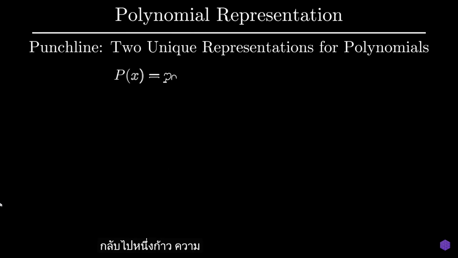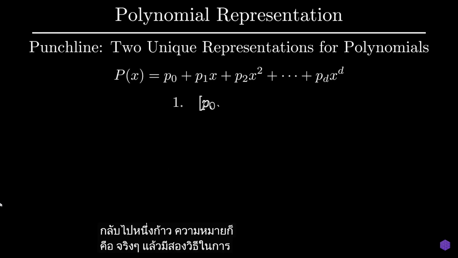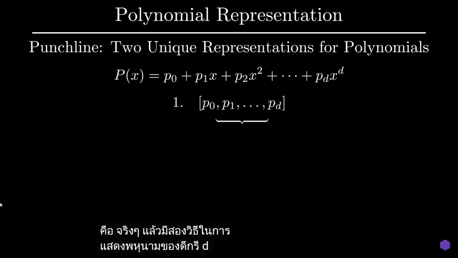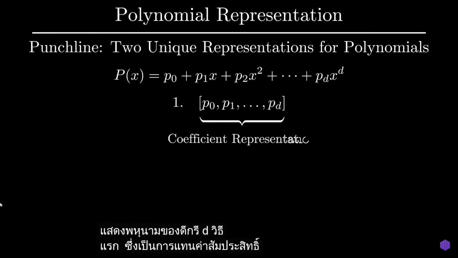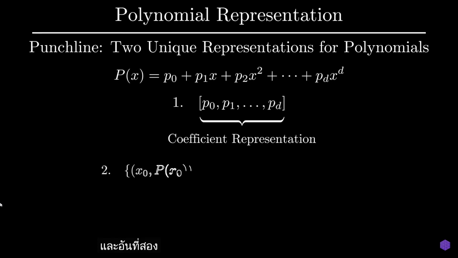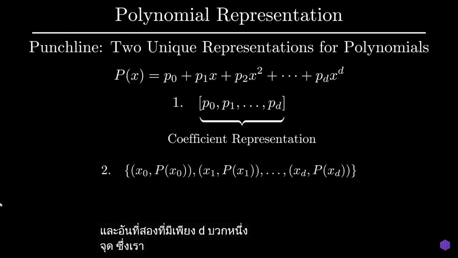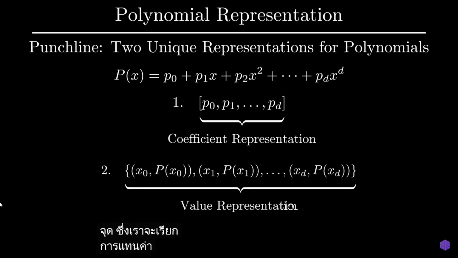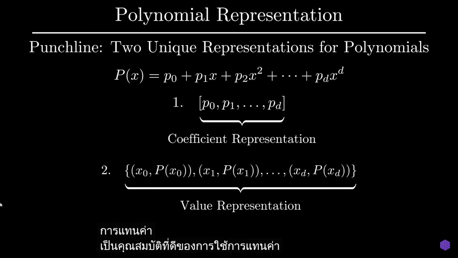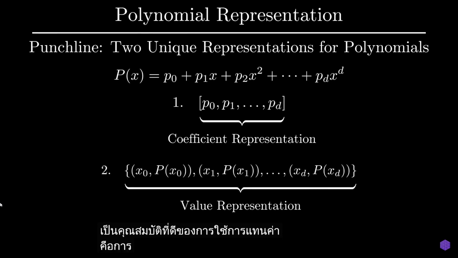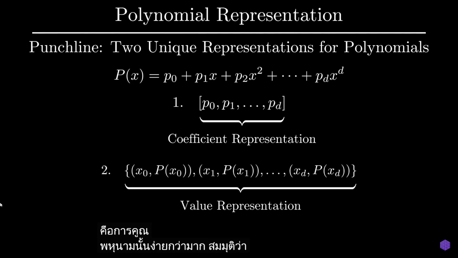Taking a step back, what this means is that there are actually two ways to represent polynomials of degree d, the first of which is the coefficient representation, and the second with just d plus 1 points, which we will call the value representation. A nice property of using the value representation is that multiplication of polynomials is much easier.